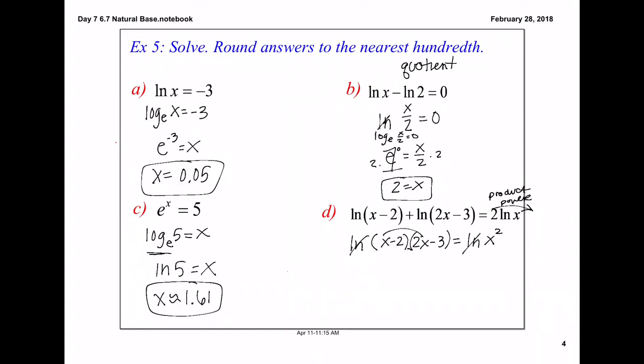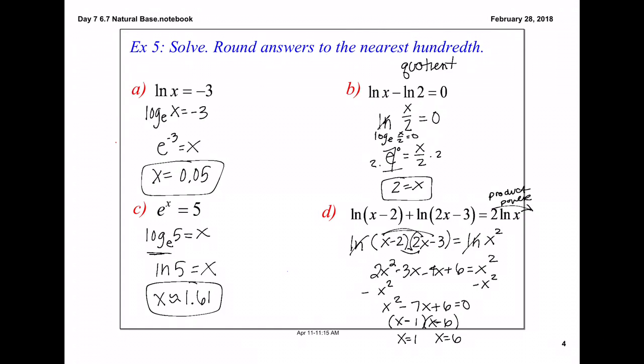I distribute, so I get 2x squared minus 3x minus 4x plus 6 equals x squared. Subtract my x squared, combine my like terms, I get x squared minus 7x plus 6 equals 0. I then can factor: 6 and 1, negative 1, negative 6, set those equal to 0.